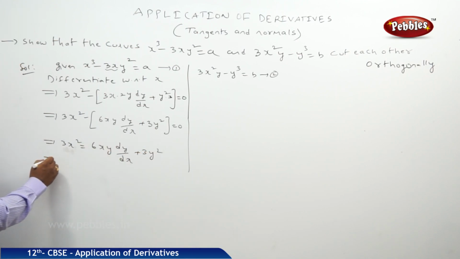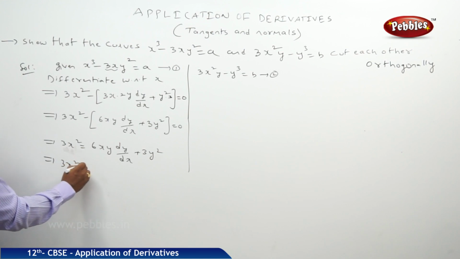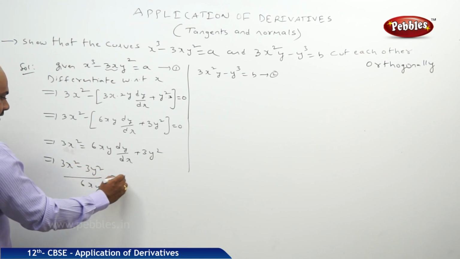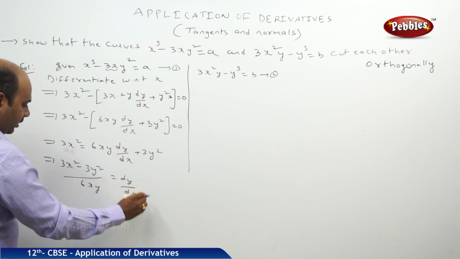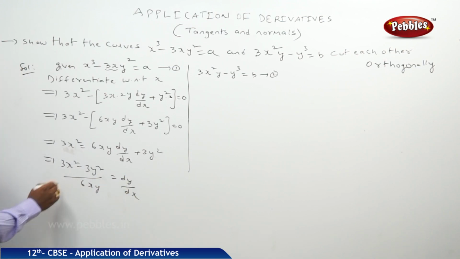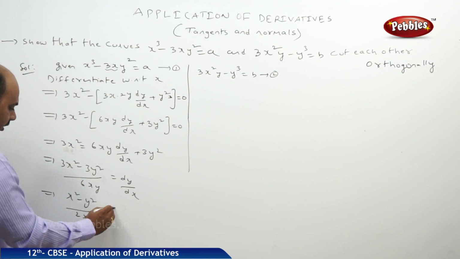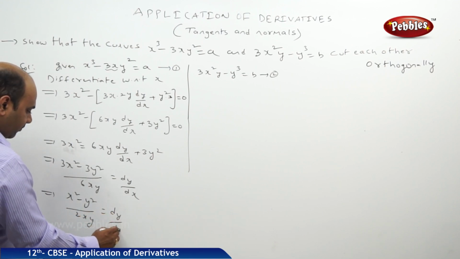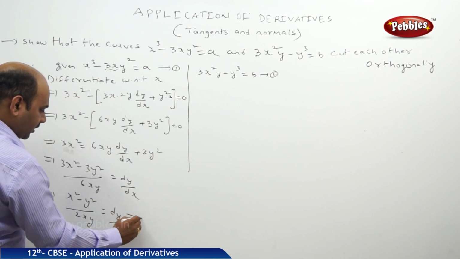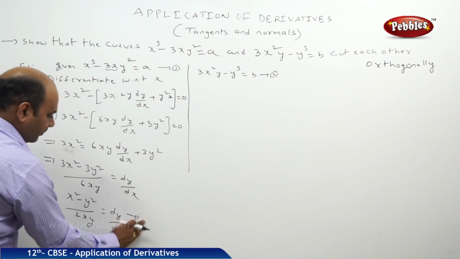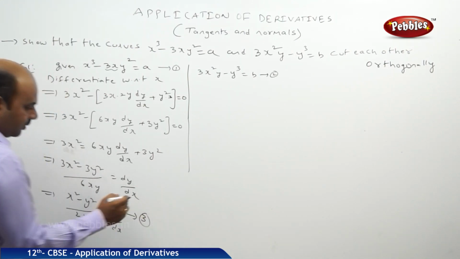Now 3y square coming to this side, 3x square minus 3y square divided by 6xy is equal to dy by dx. I can take 3 common in the numerator. So finally x square minus y square divided by 2xy is equal to dy by dx. Now I will call this number 3. I will write a little bit bigger.